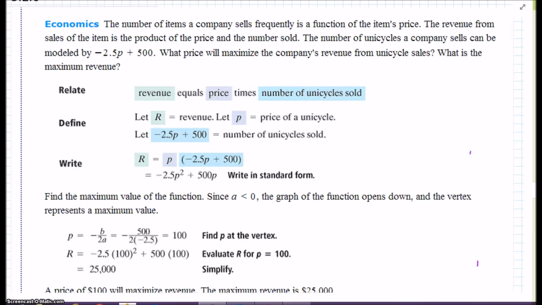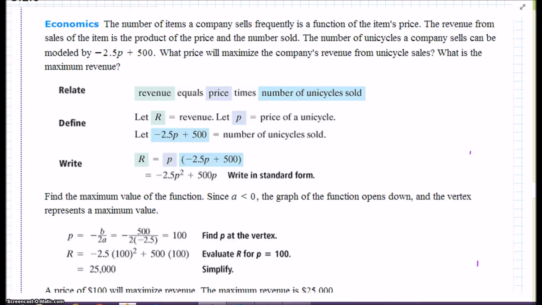A number of items a company sells frequently is a function of its price. The revenue from the sales of these items is the product of the price and the number sold. The number of unicycles a company sells can be modeled by negative 2.5p plus 500. What is the price to maximize the revenue?